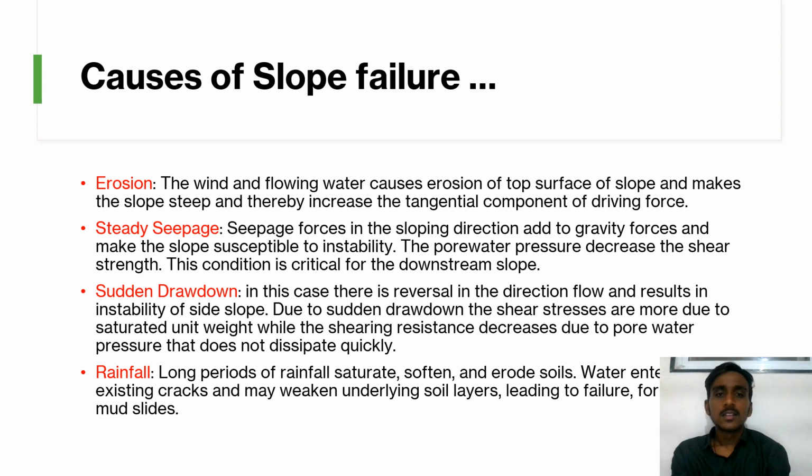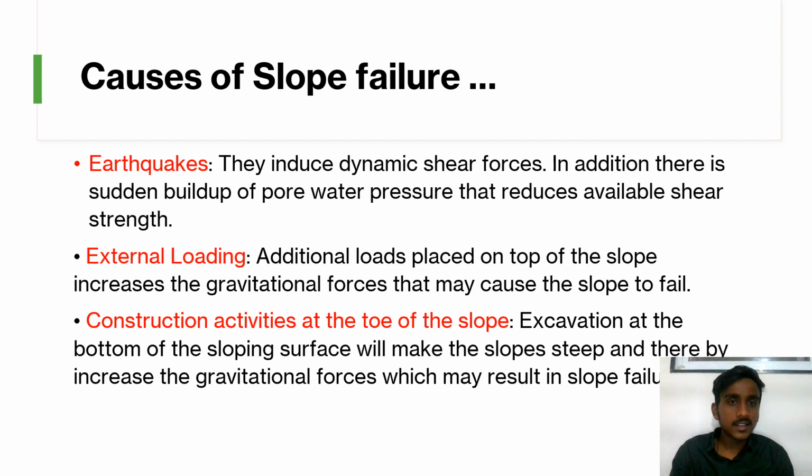First one is erosion. The wind and flowing water cause erosion of the top surface of the slope and make the slope steep, and failure of the slope occurs. Second is steady seepage. In steady seepage, the pore water pressure decreases the shear strength. Next is sudden drawdown. Due to sudden drawdown, the shear stresses are more due to saturated unit weight, while the shearing resistance decreases due to pore water pressure. Next is rainfall. Due to long periods of rainfall, water may enter into cracks and may loosen the soil, and slope failure occurs.